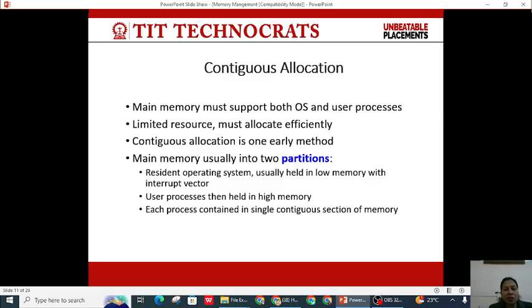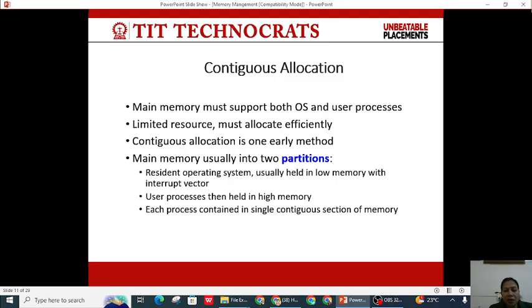Now, what is contiguous allocation? Main memory must support both the operating system and user processes. Limited resources must be allocated efficiently. Contiguous allocation is one early method. Main memory is usually divided into two partitions. The resident operating system is usually held in low memory with the interrupt vector. User processes are then held in higher memory. Each process is contained in a single contiguous section of memory.